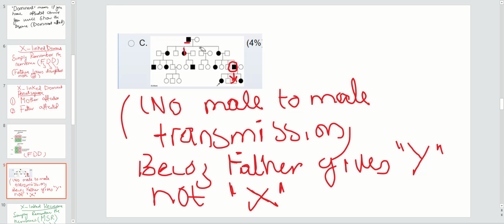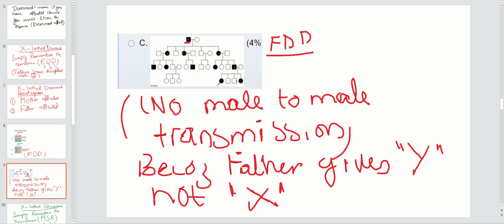So if you see in the pedigree that the father is affected and all the daughters are affected, then you can easily know that you are dealing with FDD, that is father daughter dominant disease. So then the next thing you have to know, this is the male and this next is the male. Let me remove this one. Let me use the reverse.